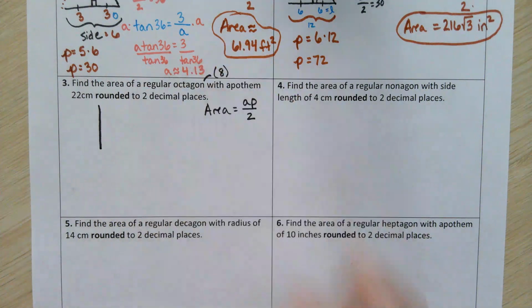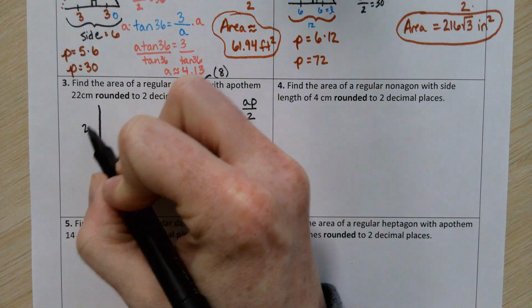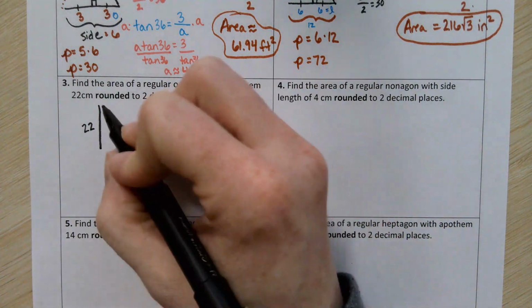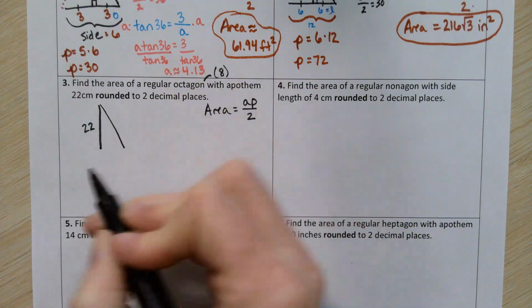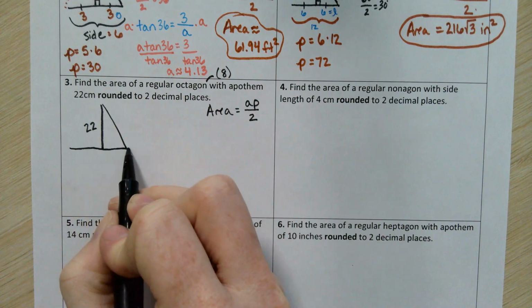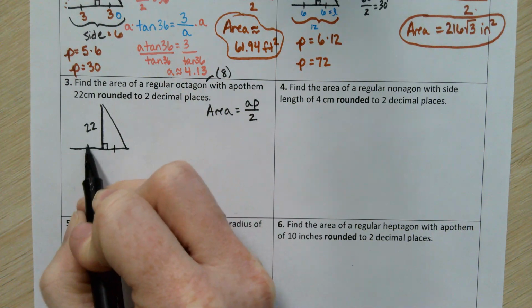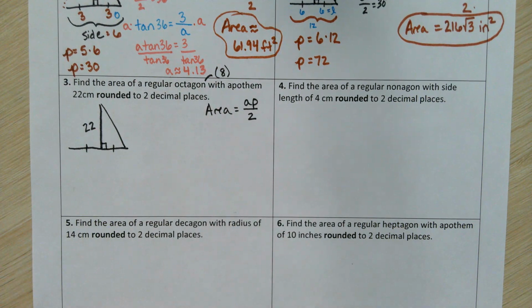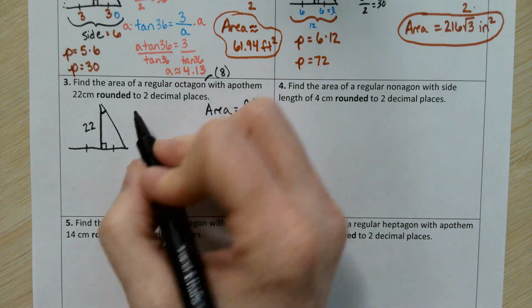My apothem goes straight down, and they actually tell me this time around that that's 22. I don't know my radius, but that's okay. I've got my side set up here with my right angle and those 2 pieces equal. I need to find that half central angle up there.